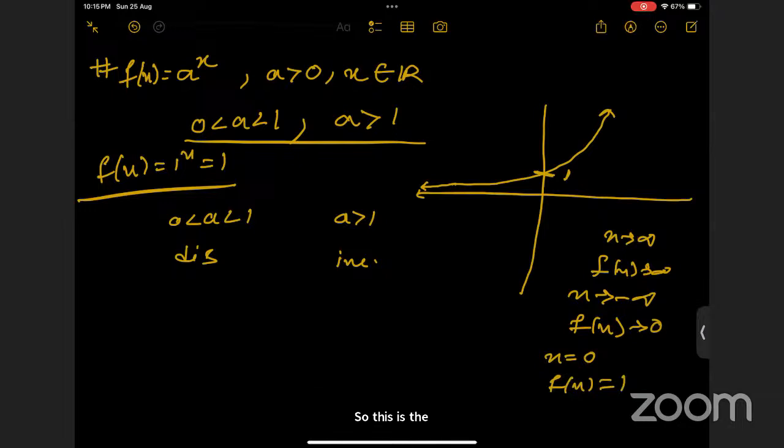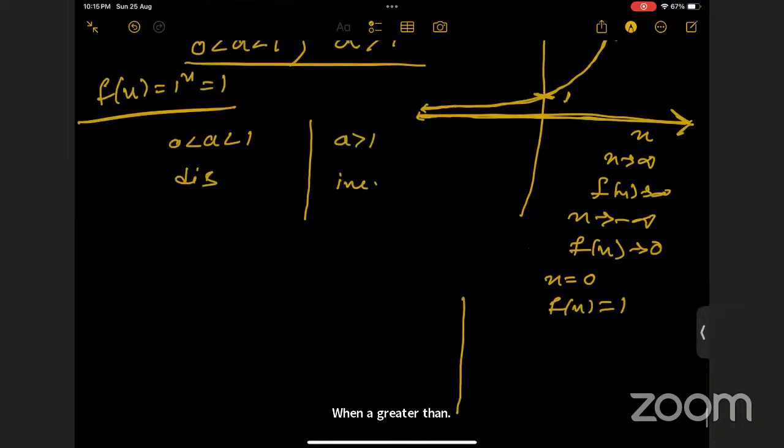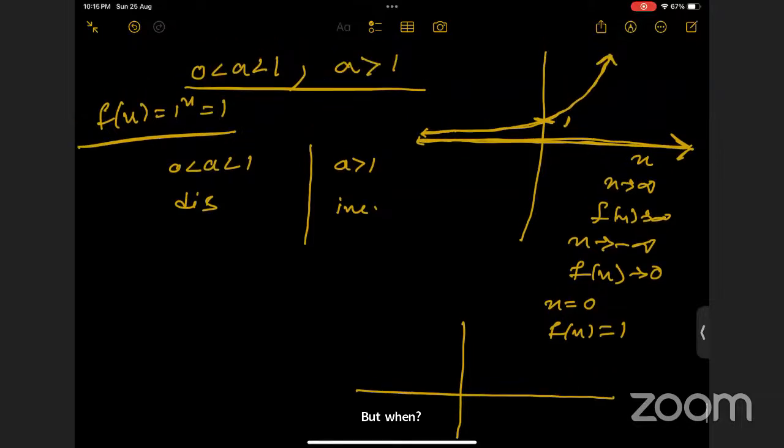So clearly we can check in this direction, x is increasing, right? X is increasing in this direction, and y is also increasing in this direction. So for this phase, it was increasing when a is greater than 1. But when a is less than 1, what was the graph? It was just opposite. Mirror. This type of thing, right?